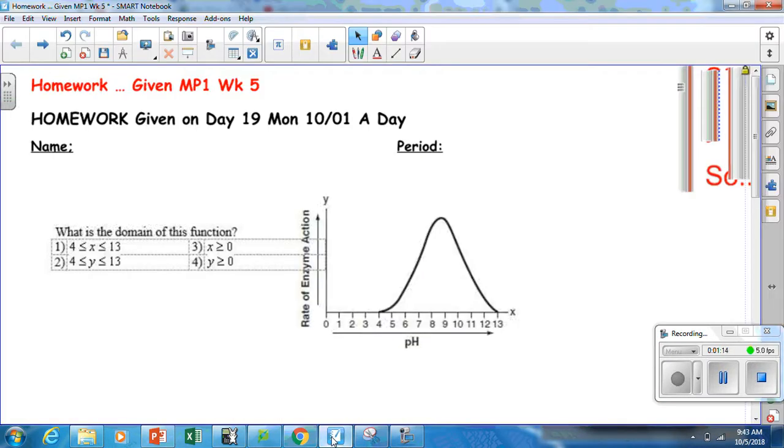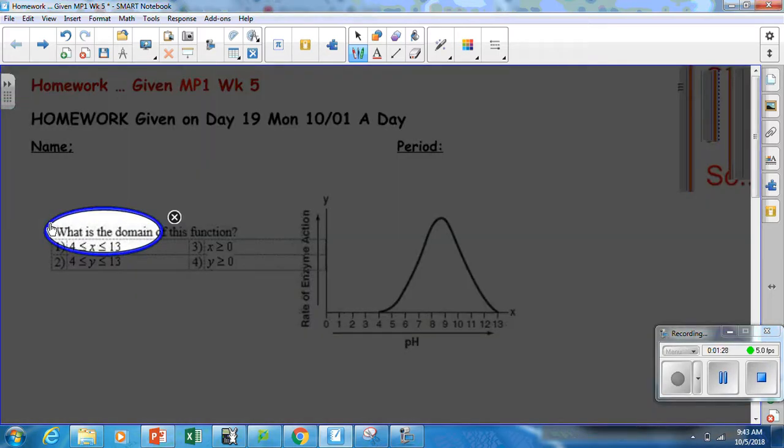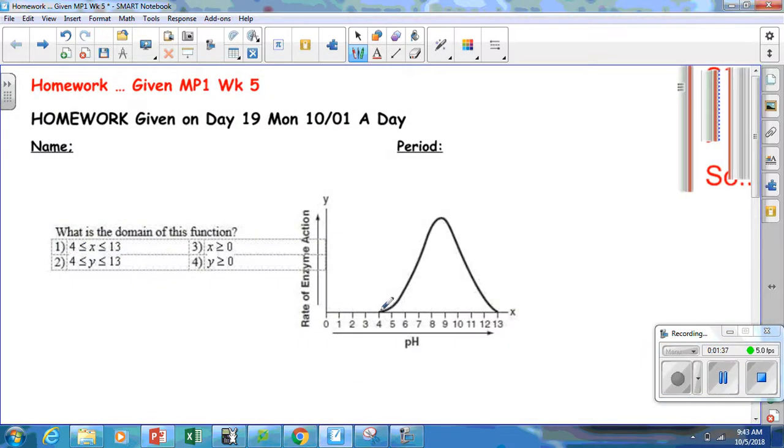All right, on Monday, we were given a question. What is the domain of this function? Things to remember: the word domain. What does domain mean? It means the input or the x values of a function. So if I'm considering this pH graph, my x values start at 4 and end at 13.